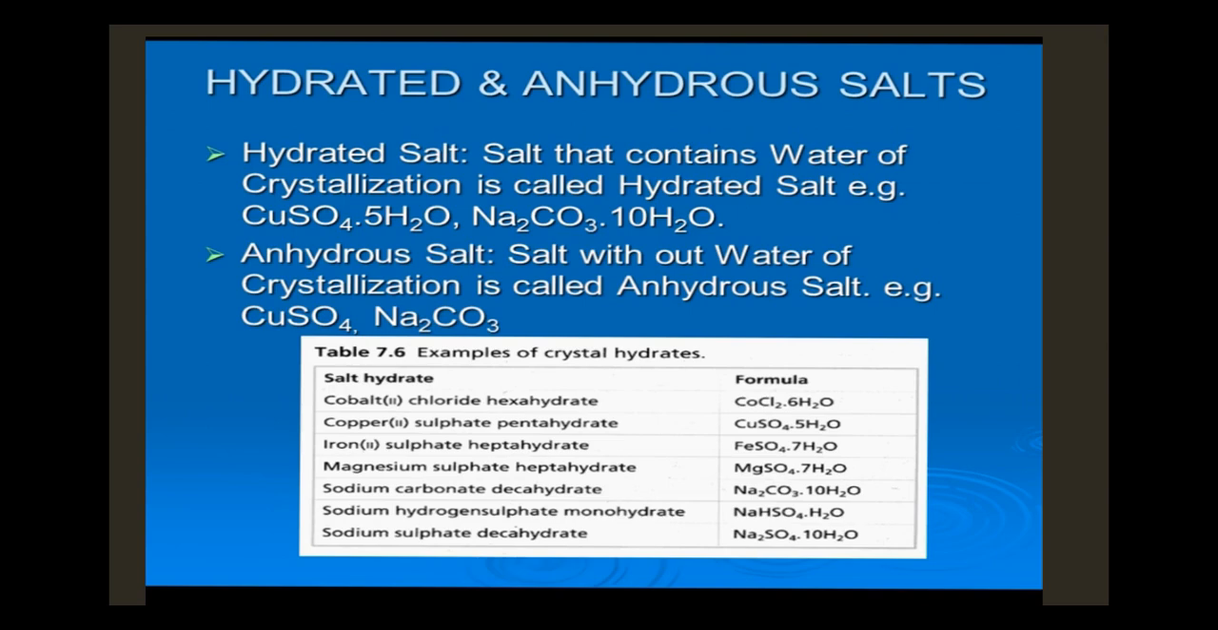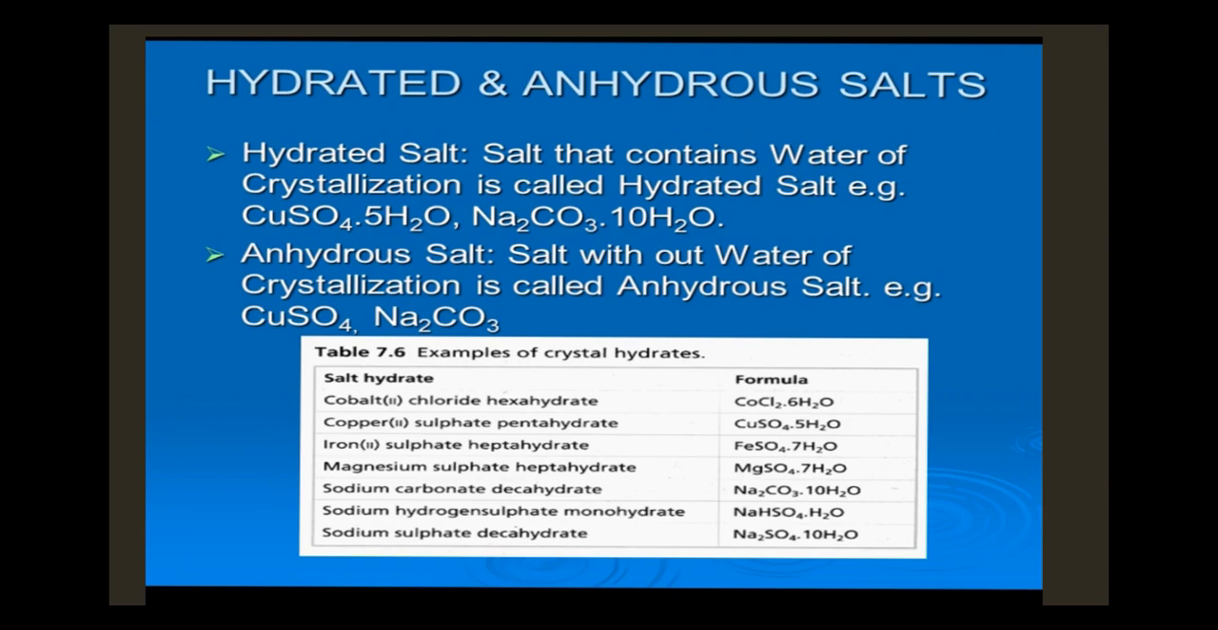Now what are anhydrous substances? When hydrated substances are heated at a temperature above 100 degrees Celsius, they lose their water of crystallization. And when the crystalline substance loses its water of crystallization, it becomes amorphous, and the substance which has lost its water of crystallization is called an anhydrous salt or anhydrous substance. So simply we can say that the salt without water of crystallization is called anhydrous salt.